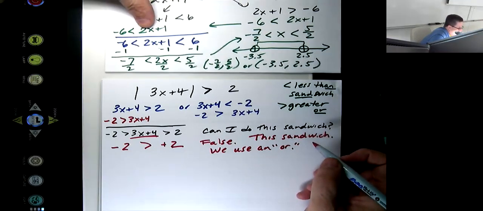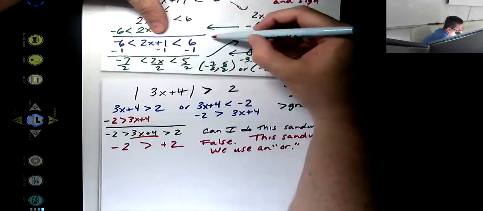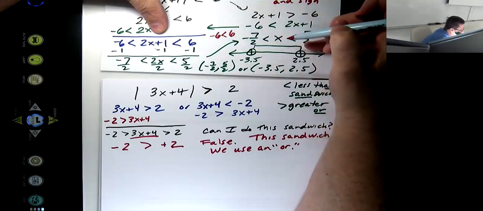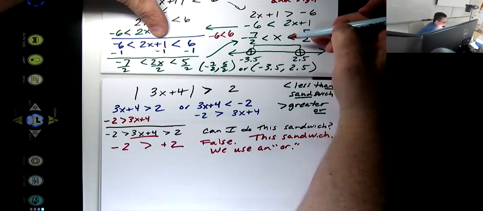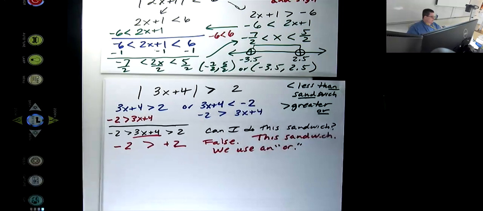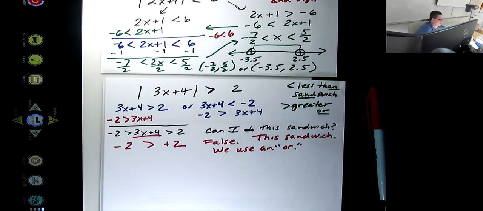And it worked up here, because if I took out the middleman up here, this says -6 is less than 6. And that's true, right? Yeah, that's true. -6 is less than 6. -2 is not greater than +2. Does that check always work? Yeah.